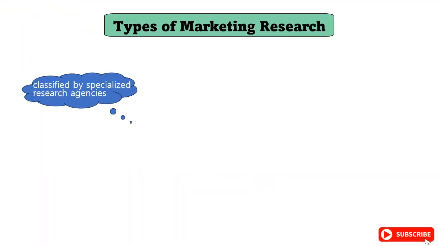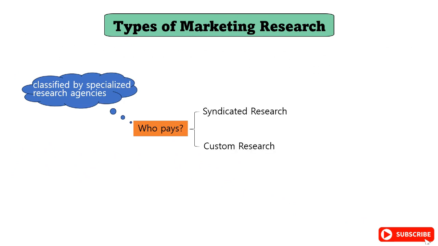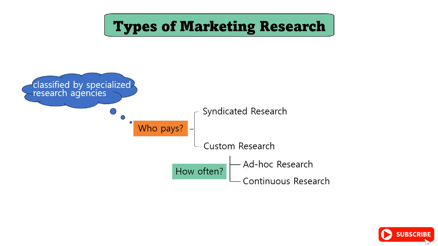Generally, specialized research agencies provide two types of research based on who pays for the research costs: syndicated research and custom research. And custom research is divided into ad hoc and continuous research, depending on how often the research is conducted. In addition, some specialized agencies classify the research method into omnibus and syndicated research, depending on who leads the research.